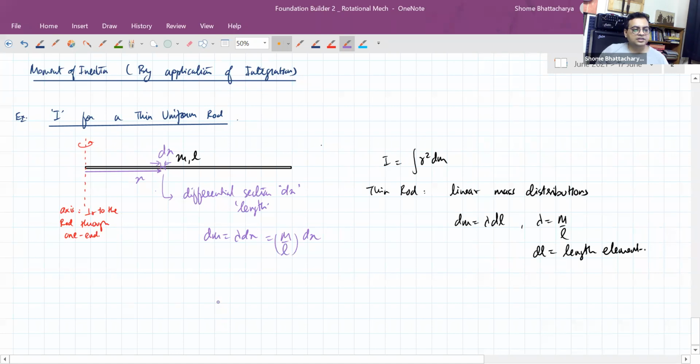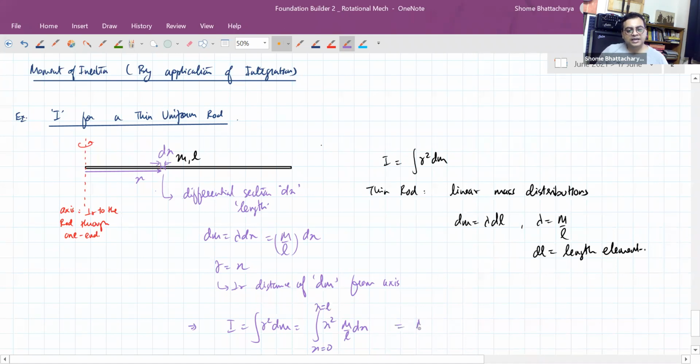Now this can be treated like a particle. So this one is having a distance of how much from the axis of rotation? It's having a distance of x only, because that is the perpendicular distance of that section dm from the axis of rotation. Okay. So now my moment of inertia will become integration of r square dm, will become integration of x square into m by l dx, integrated from the first particle at the axis, x equal to 0, to the last particle here at x equal to l.